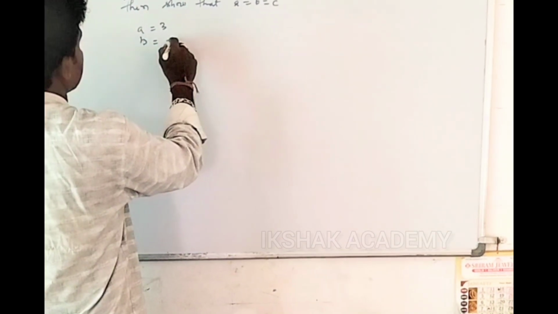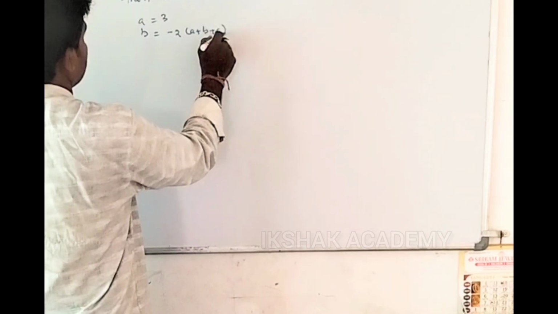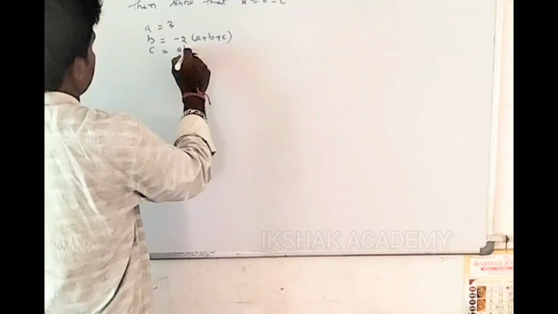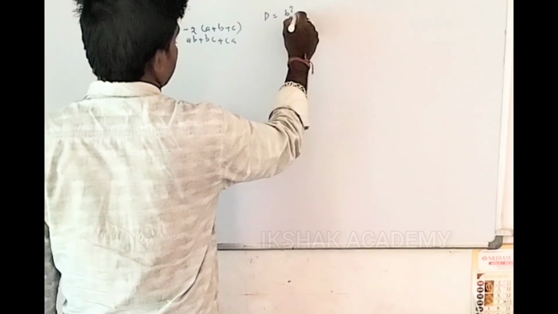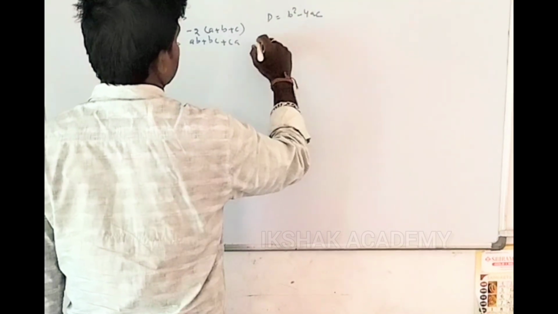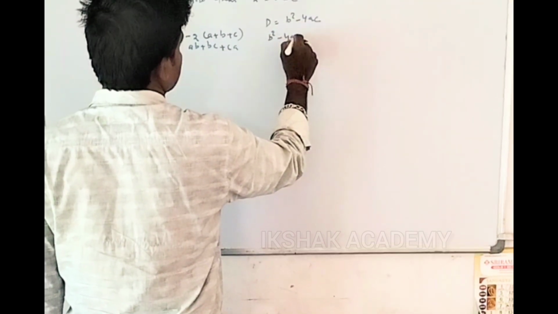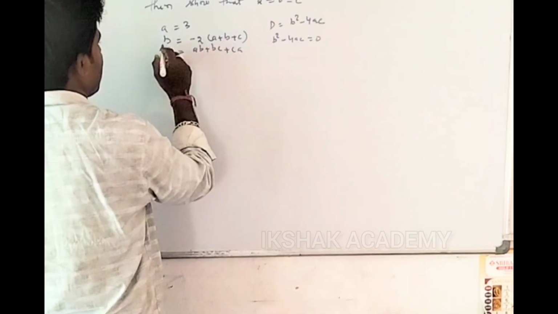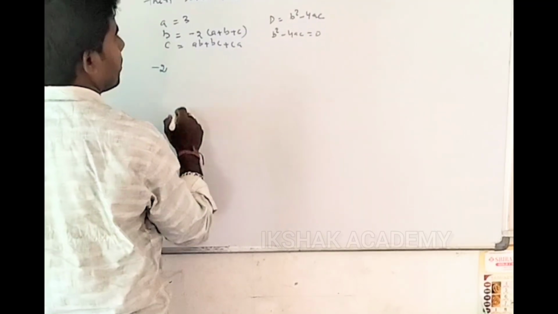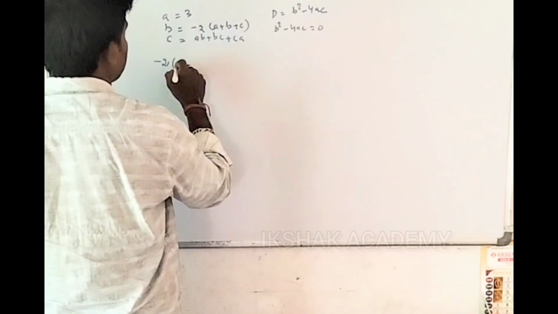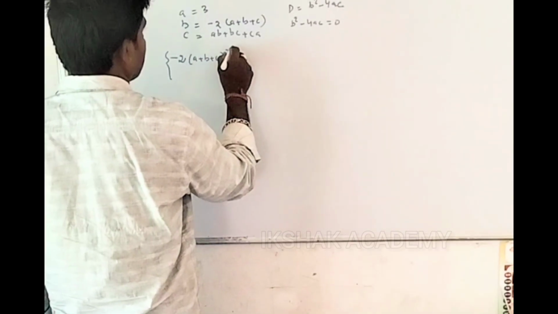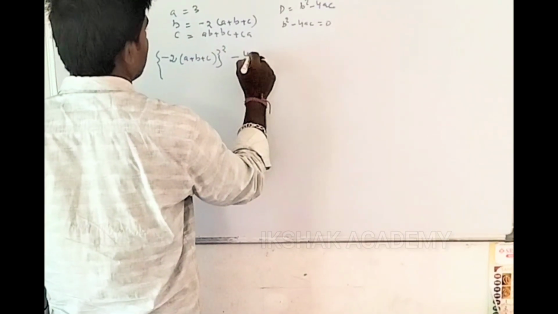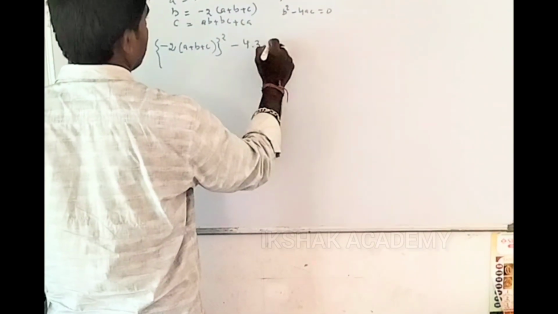b equals to minus 2 into a plus b plus c, and c equals to ab plus bc plus ca. That is D equals to b square minus 4ac. So b square, that means minus 2 times a plus b plus c whole square, minus 4 into a into c.